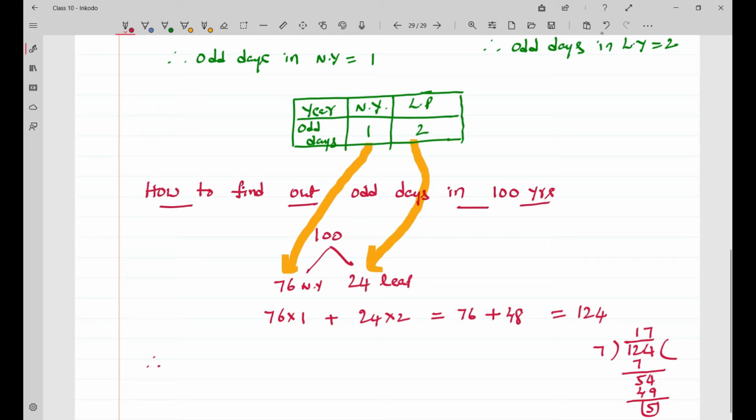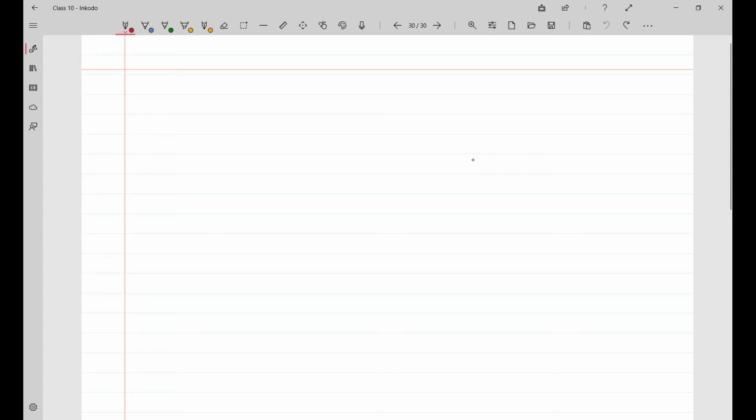Therefore odd days in 100 years is equal to 5. Now let's make one more table for odd days. Year, odd days. For 100 years, just now we found the number of odd days is 5. That's why I wrote 5 here.